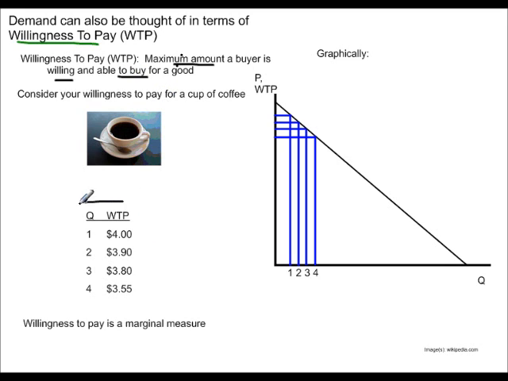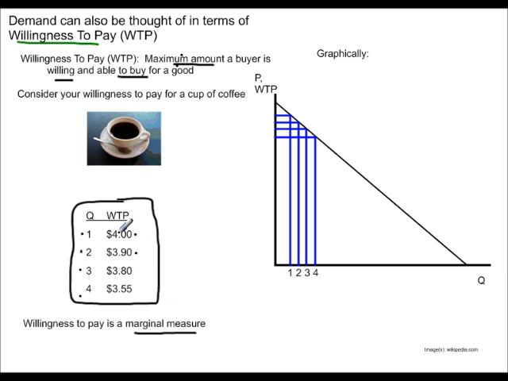So I can posit some hypothetical information. I really like coffee, so here's my hypothetical willingness to pay for certain coffee in the morning. Willingness to pay is a marginal measure, so that means that the way I interpret this chart, this is my first, second, third, fourth cup of coffee, and for my first cup of coffee, I am willing to pay $4. For my second cup of coffee, I'm willing to pay an additional $3.90. And so on and so on.